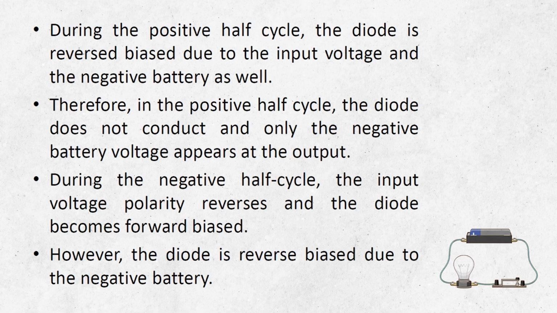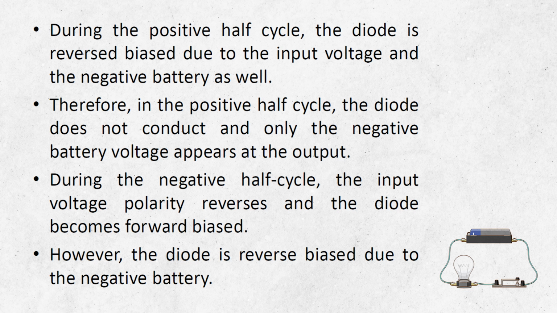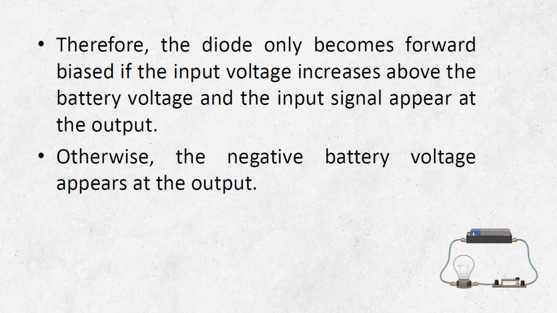During the positive half cycle, the diode is reverse biased due to the input voltage and the negative battery as well. Therefore, in the positive half cycle, the diode does not conduct and only the negative battery voltage appears at the output. During the negative half cycle, the input voltage polarity reverses and the diode becomes forward biased. However, the diode is reverse biased due to the negative battery. Therefore, the diode only becomes forward biased if the input voltage increases above the battery voltage, and the input signal appears at the output. Otherwise, the negative battery voltage appears at the output.